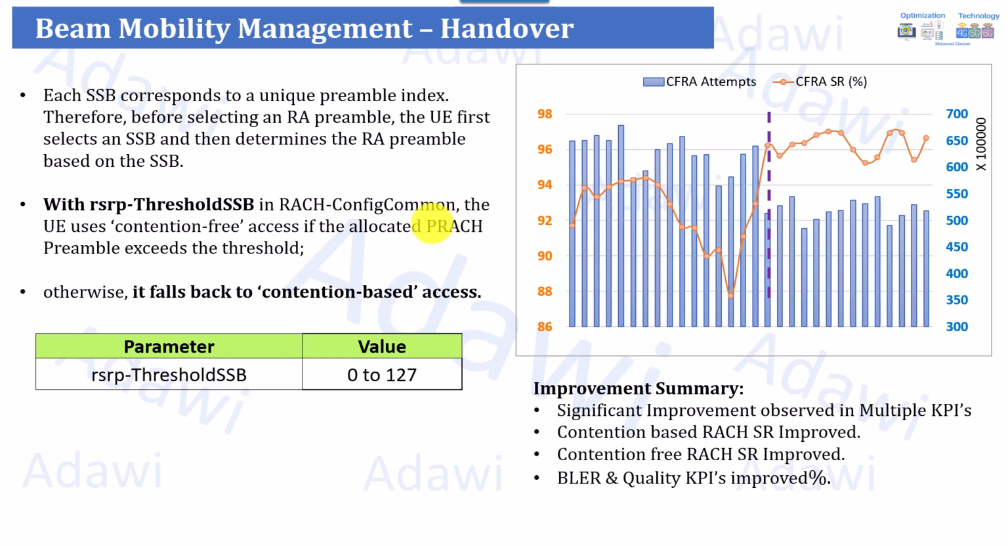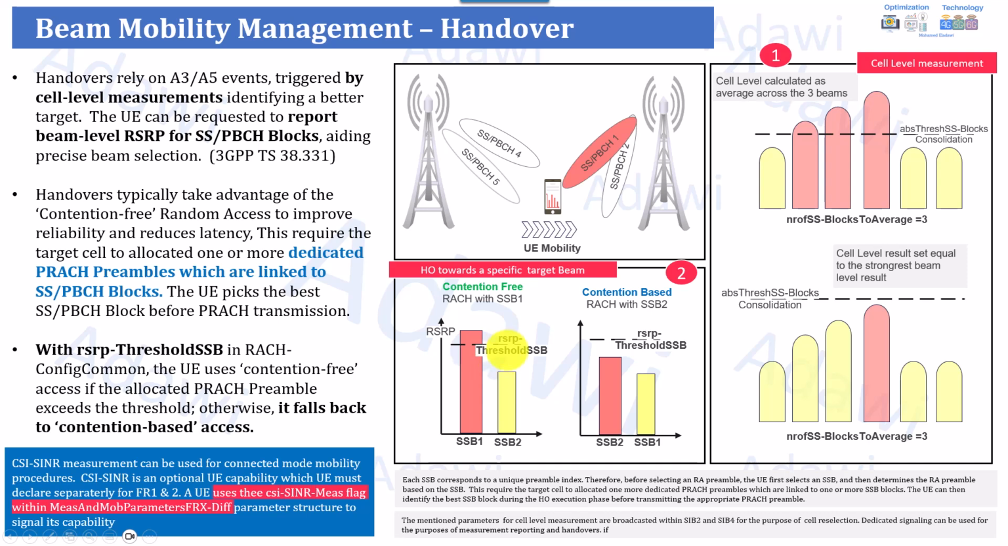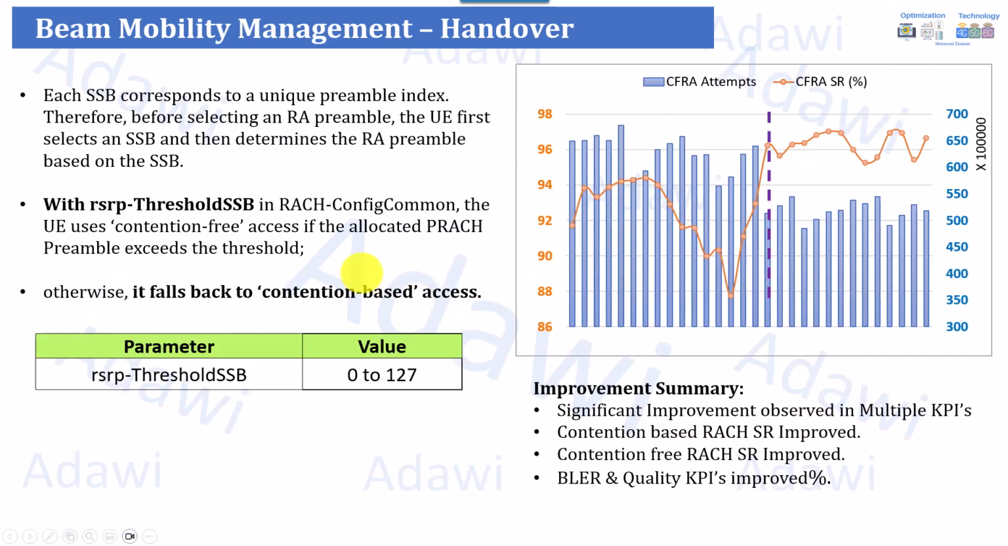Just quickly before moving to the next session, I would like to show you one particular example when we did the tuning in one of the networks. For example, I highlighted this RSRP threshold SSB, which is what decides whether contention free or contention based is going to be used during the handover execution phase, or during the handover in general.